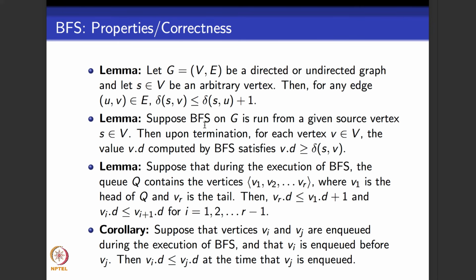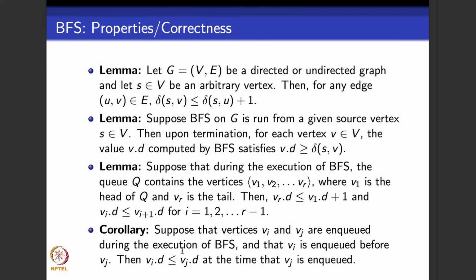The second lemma says that suppose you run BFS on a graph from a given source vertex, then when the algorithm terminates, for each vertex v, the distance v.d that the BFS algorithm computes will be at least the shortest path distance. It could be more. In fact, it will be equal to the shortest path distance for this kind of breadth first search algorithm, right? The third lemma says that as I go on exploring the graph, the distances increase monotonically.